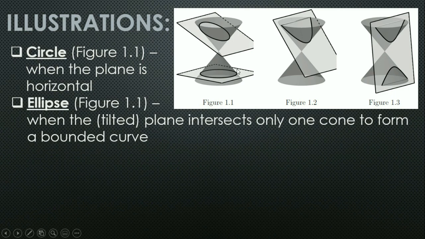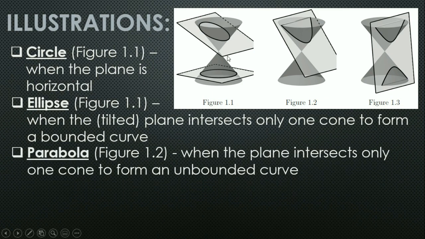Yung ellipse naman, still in the first figure, when the tilted plane intersects only one cone to form a bounded curve. So ito naman siya, yung nasa taas. So as you can see, yung plane, which is this one, tilted siya. Hindi siya straight, naka-slant siya. Okay?